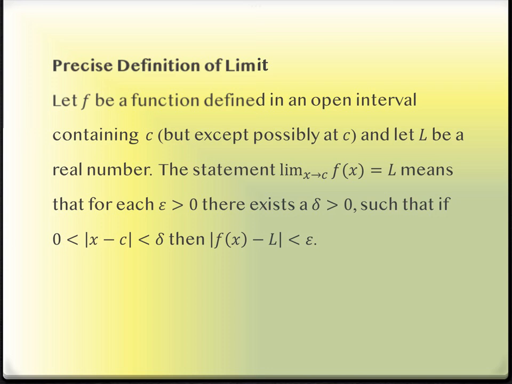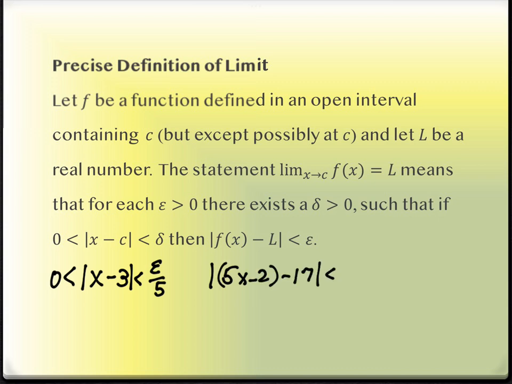Now I'm going to write down what we just did with this specifically for the function we did. We found that delta was epsilon over 5. And we found that if we were within epsilon over 5 of the value 3, then we were guaranteed to have our function be within epsilon of 17. This is exactly what we did. We just did it with a concrete equation, f of x equals 5x minus 2, and a concrete value for c, namely 3.